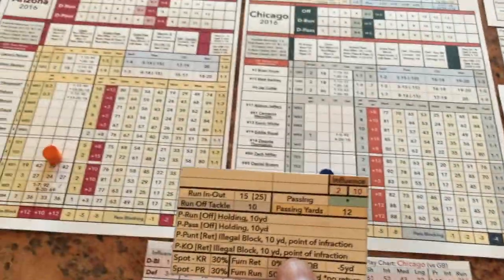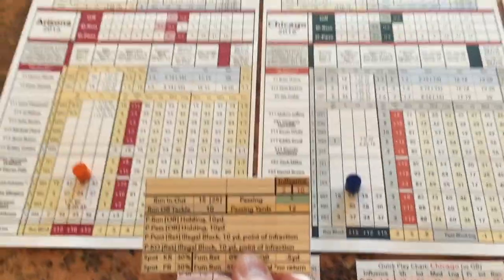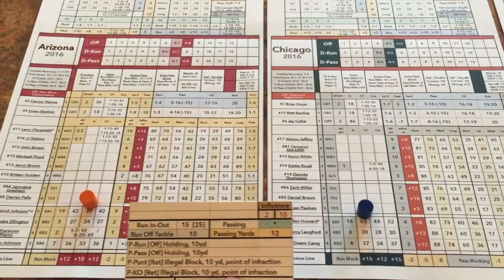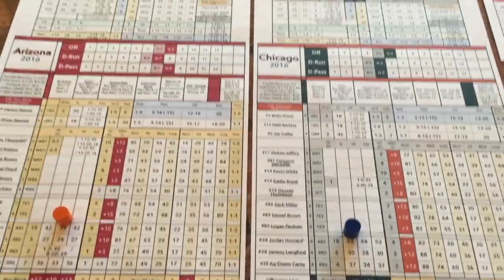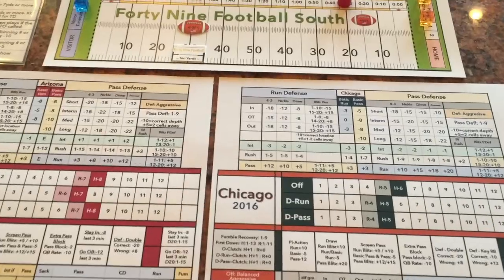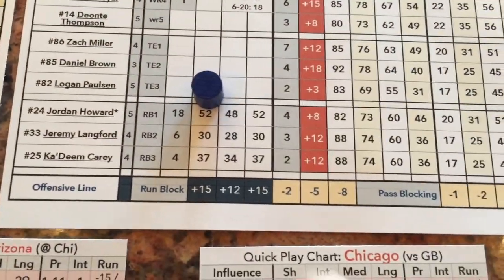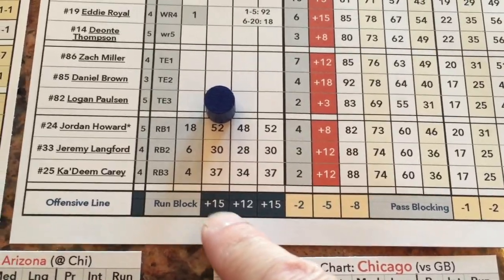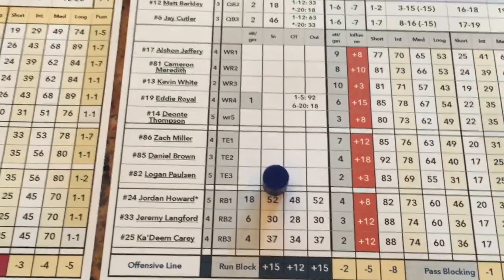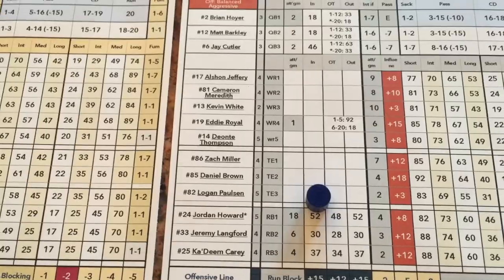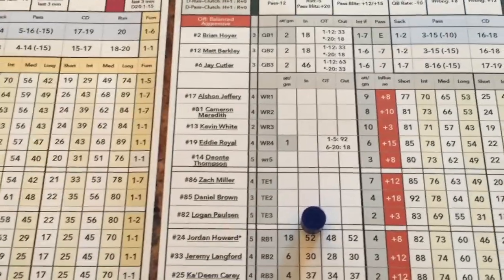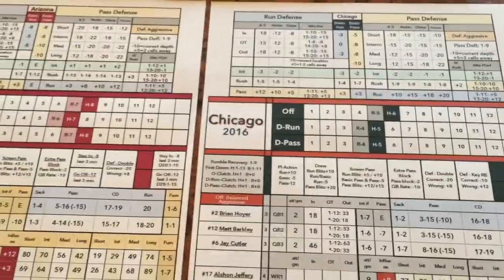So usually what I do is I'll take the left-hand number for the left-hand team, the right-hand number for the right-hand team, and then determine if they have influence. So if the offense has influence, down on the bottom here, they get to add in their run blocking, and Chicago's would be a plus 15. That's as good as it gets. The Bears had a really good offensive line and a good ground attack. So if Chicago has influence, they get the plus 15.